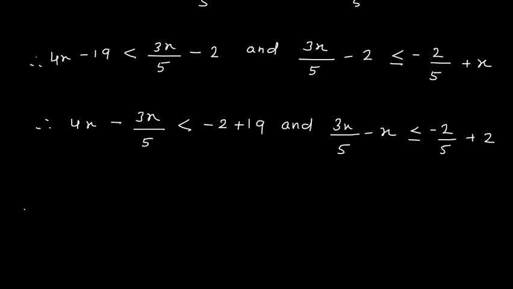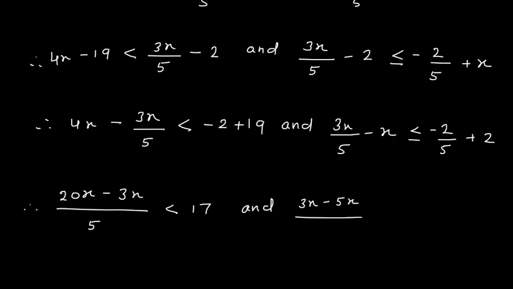So therefore here I have 5 4s are 20, so this is 20x minus 3x whole divided by 5, this is less than 17, and 3x minus 5x whole divided by 5, this is less than or equal to minus 2 plus 10 whole divided by 5.